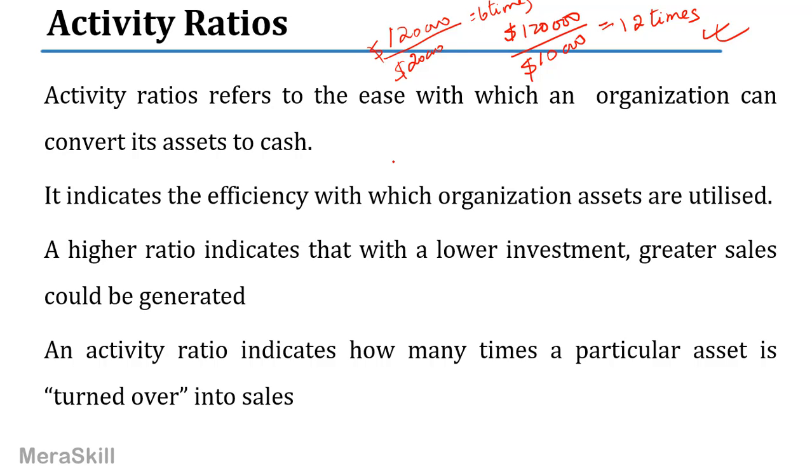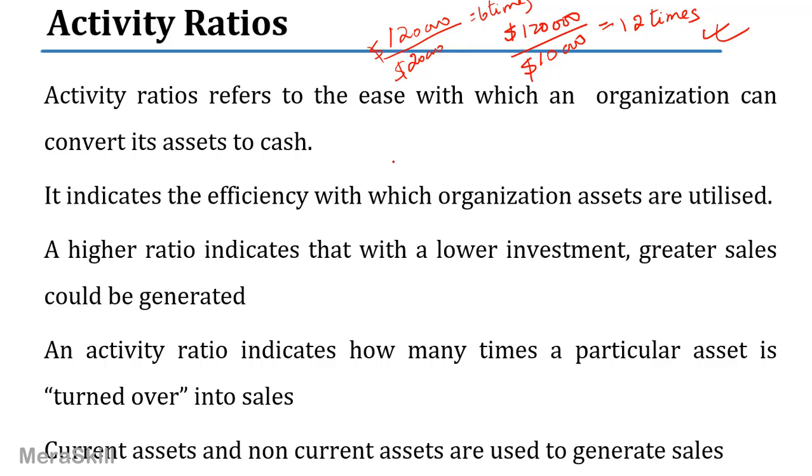What is the debt collection period? How long does it take for the debtors to pay up? How many times are the debtors turned over into sales? Both current assets and non-current assets may be used to generate sales, and activity ratios are nothing but ratios which try to indicate the efficiency with which a firm is generating sales by using its assets. Usually higher the ratio, the better it is, because it means with smaller investment in assets, I am able to generate more and more sales.